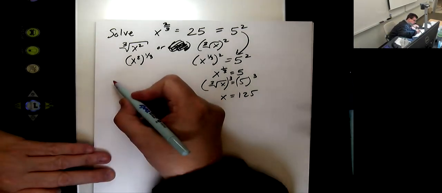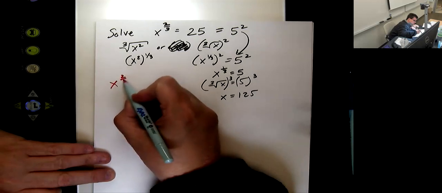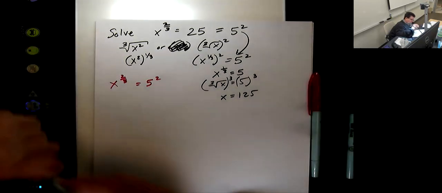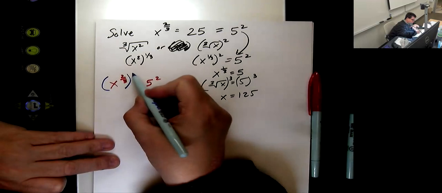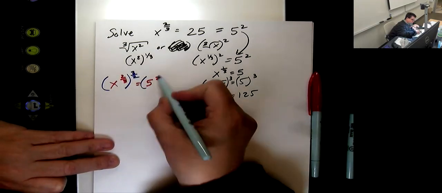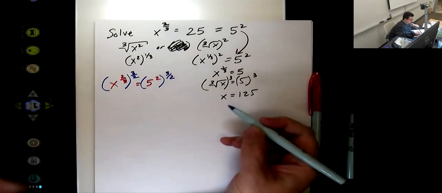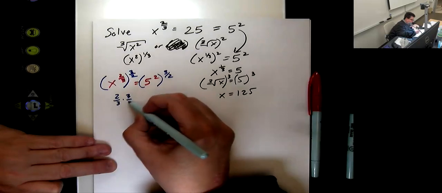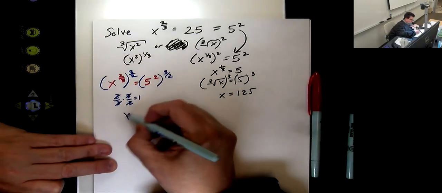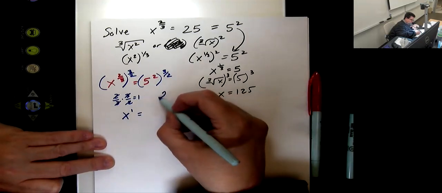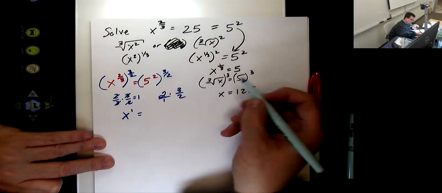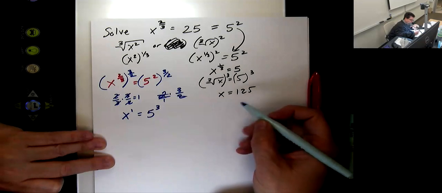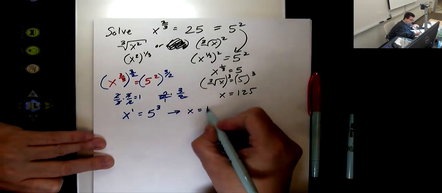The more direct route is x to the 2/3 equals 5 squared. And I'm gonna raise both sides to the reciprocal of the x's exponent. The 2/3 times 3/2 equals 1. So this is just x to the first power over here. And then 2 times 3/2. If I make that a fraction, I cancel out the 2. I'm just left with 5 cubed over here. And x equals 125, like we had there.